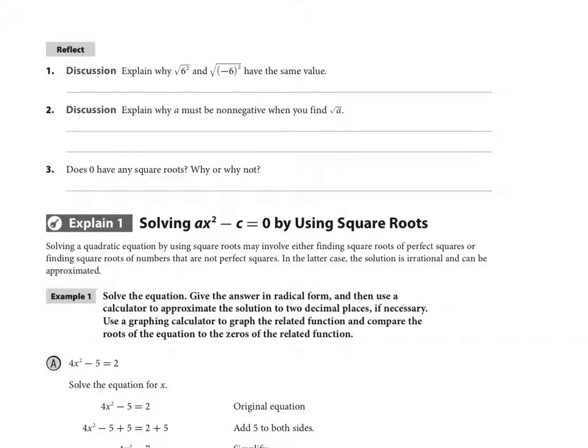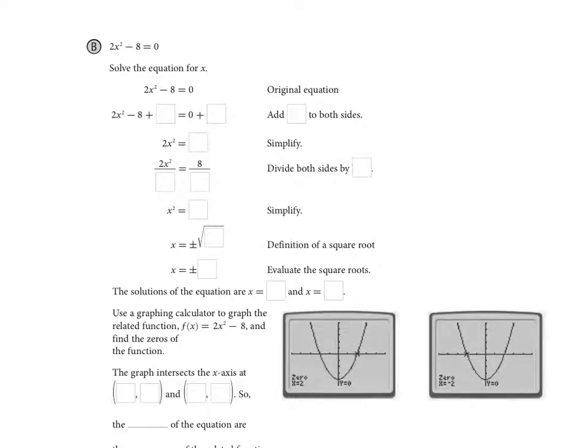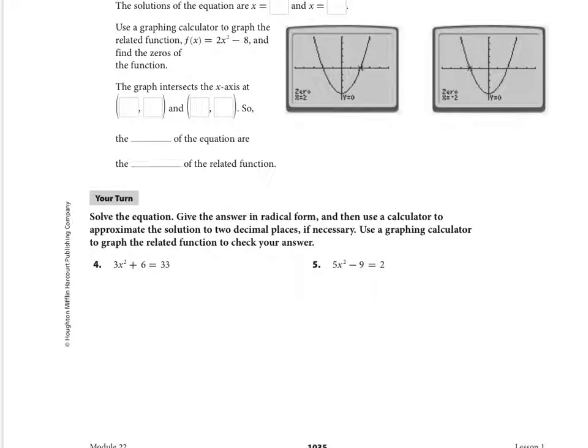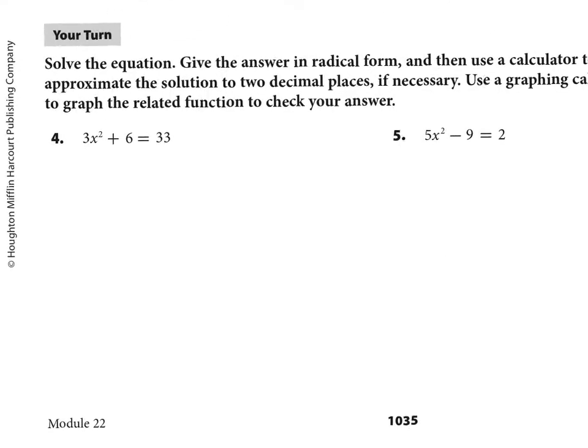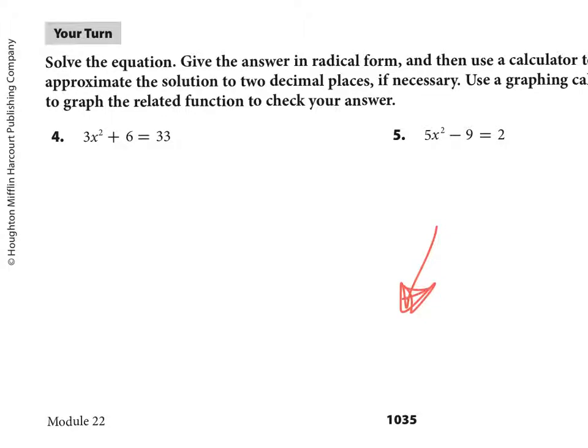So that's how you simplify square roots, but then we also want to solve. So rather than go through the example, going back here are the your turn problems. We're going to do one of these real quick. Let's do number 4. Just like solving, rather than factoring here, we're going to try to isolate the x squared. The way we do that, we subtract 6 from both sides, just like solving a normal equation.